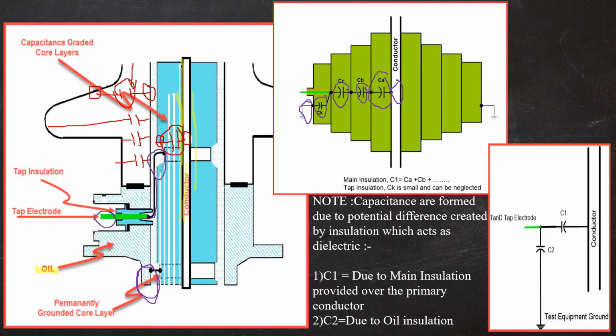Now you must understand that the tapping that is provided over here will only and only measure the capacitance of the main insulation. Means it will not measure the insulation that is being provided by the oil. Means this, it will not measure this. So to measure this capacitance between the insulation and porcelain, some other arrangement has to be done. So we will discuss that later on.